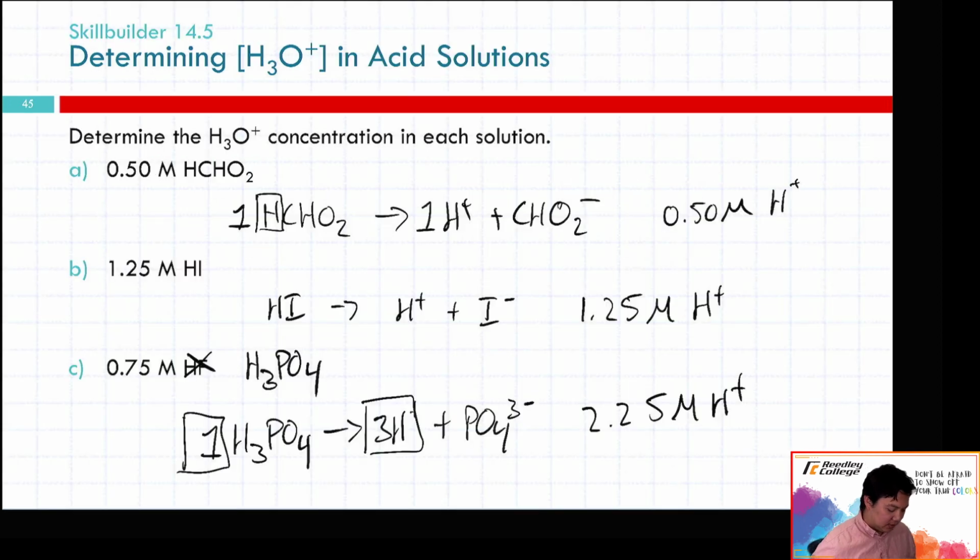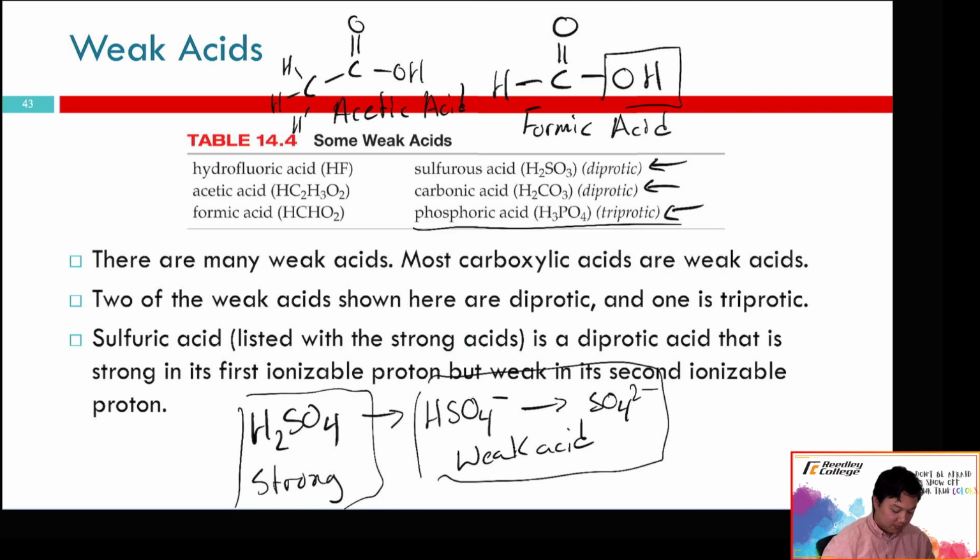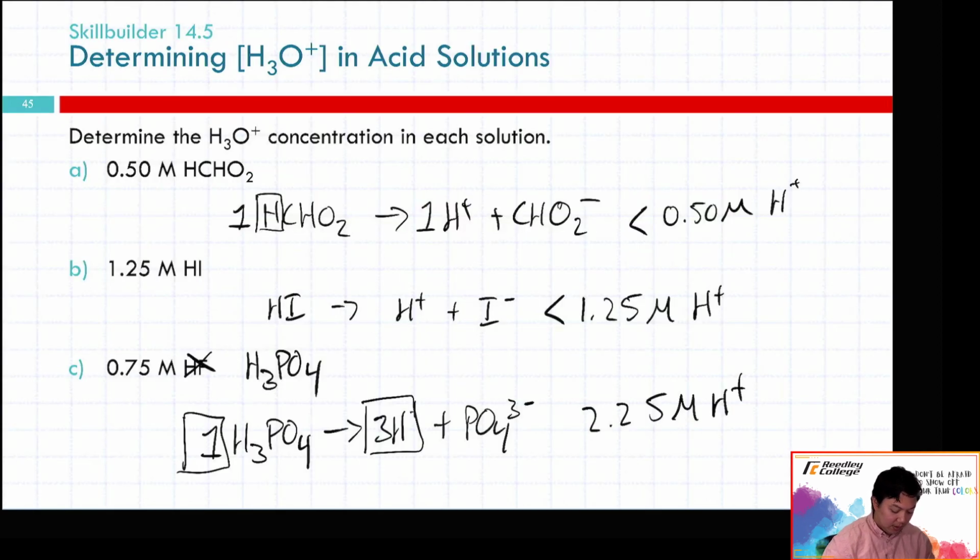So we're going to be looking at these like this. Because these are weak acids, the most that we can have is 1 to 1, right? But they're weak acids, so we know it's going to be less than that. So this is less than 0.5 molar H plus, and less than 1.25 molar H plus. And even H3PO4, phosphoric acid, was on our list of weak acids. It's just more interesting. This is going to be less than 2.25 molar because we're not getting full ionization, we're getting partial ionization. So that's the key for these.